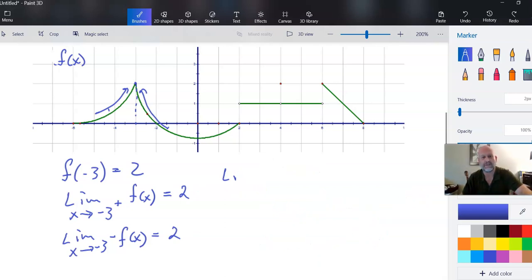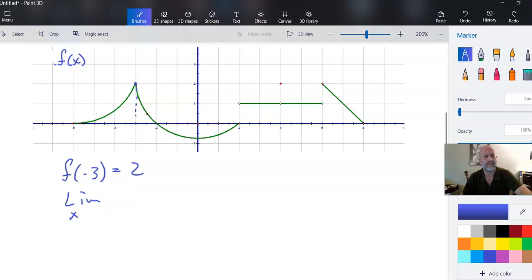Let's go ahead and delete a bunch of this stuff. I wanted to get that off of there. Yeah, close enough.